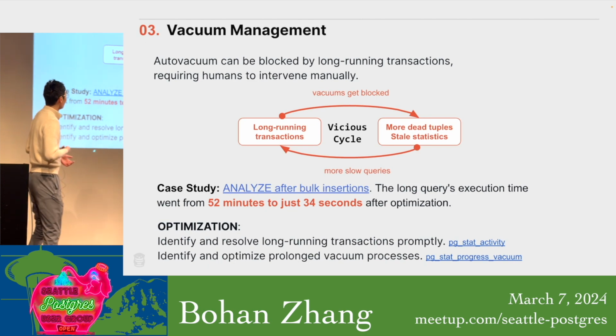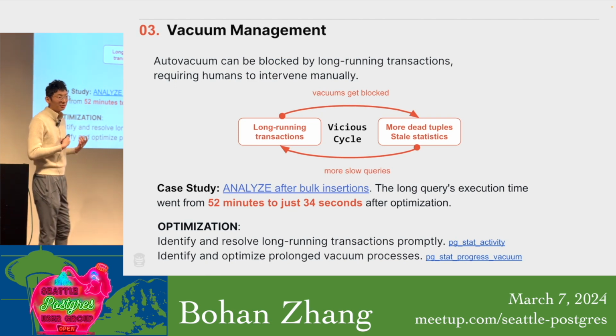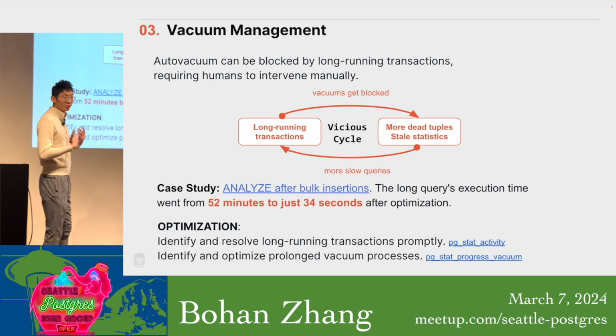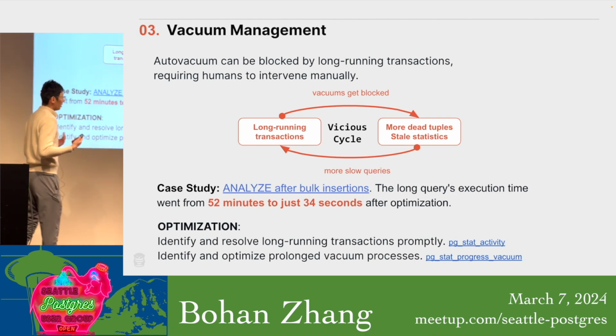So we need to identify and resolve long-running transactions properly. For this vicious cycle, we need a human to find the long-running transactions as soon as possible and kill them, or find the reason why there are such long-running transactions. In this example, we found that we need to run ANALYZE after each bulk insertion. So it requires immediate human intervention to identify such long-running transactions and kill them or improve their performance.